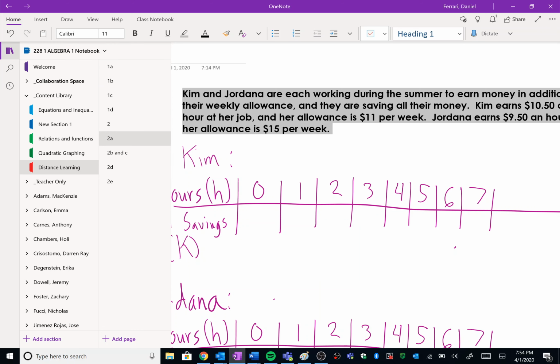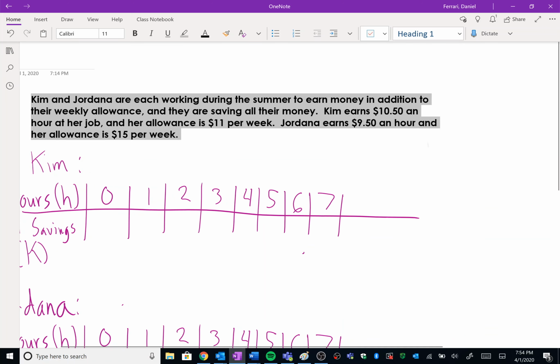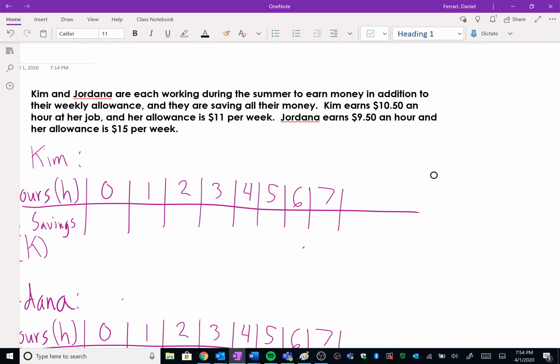My problem, instead of Kimi and Jordan, is Kim and Jordana. Kim and Jordana are each working during the summer to earn money in addition to their weekly allowance, and they are saving all their money. Kim earns $10.50 an hour at her job, and her allowance is $11 per week. Jordana earns $9.50 an hour, and her allowance is $15 per week.